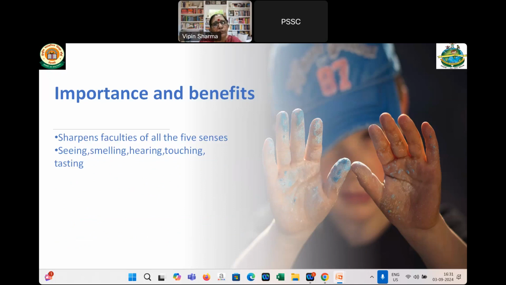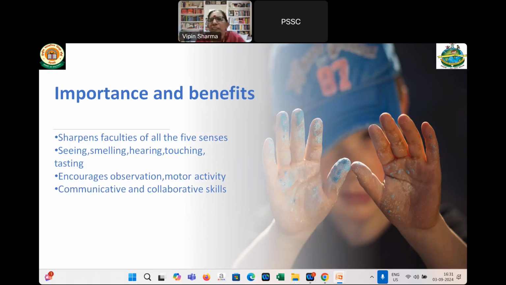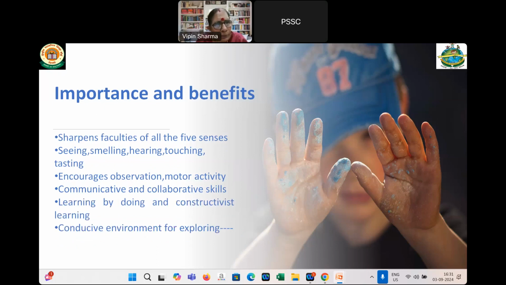Sharpens the faculties of all five senses: seeing, smelling, hearing, touching, tasting. See, a child sees, smells the fragrance of the flower. He hears something, he touches. Encourages observation, motor activity, communicative and collaborative skill, learning by doing, and constructive learning. Conducive environment for exploring. See, I tell you, you also can develop collage making that develops their coordination. Games develop their coordination. Songs develop their, see, national anthem.